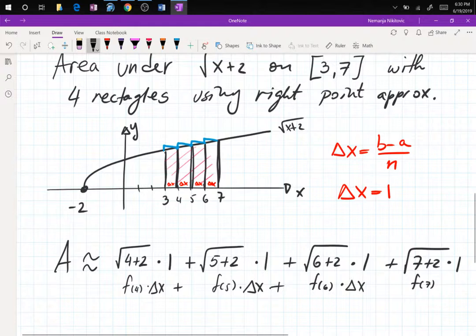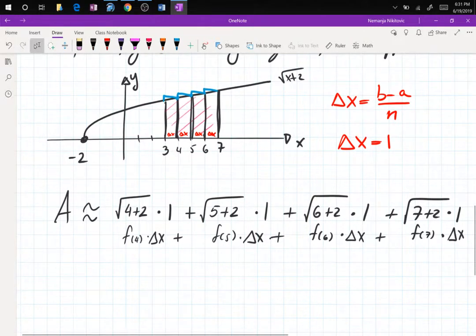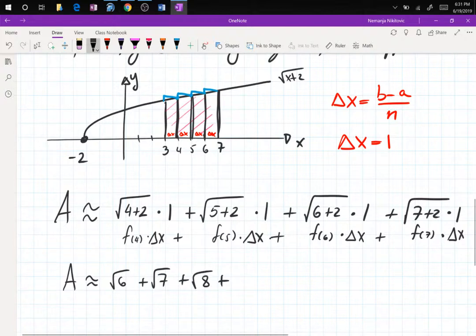Because the area of the rectangle is length times the width, or height times the width, or x times y, whatever. So we were calculating the function at each one of these points so we can get the height, and we know the width is delta x. So now we compute this. So area is approximated by square root of 6 plus square root of 7 plus square root of 8 plus square root of 9. And then we plug all of this into the abacus and get the answer.